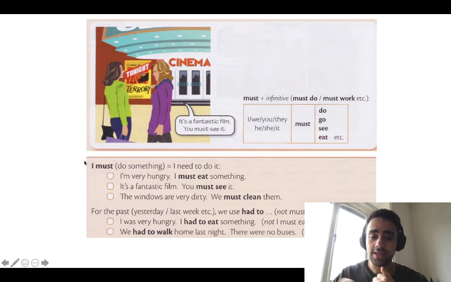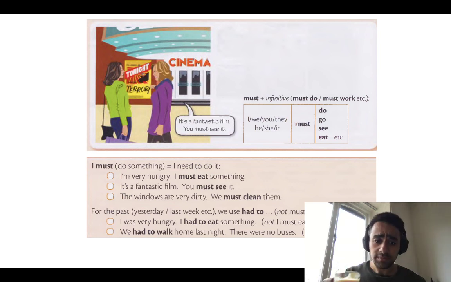So, what does must mean? Must means to do something. You have to do something. You need to do something. In Arabic, لازم تعمل حاجة. يجب أن تعمل حاجة. So I must do something means I need to do it. So let's look at the examples.